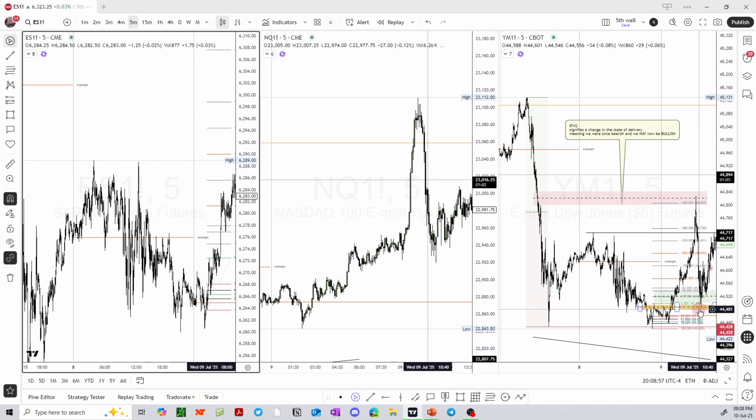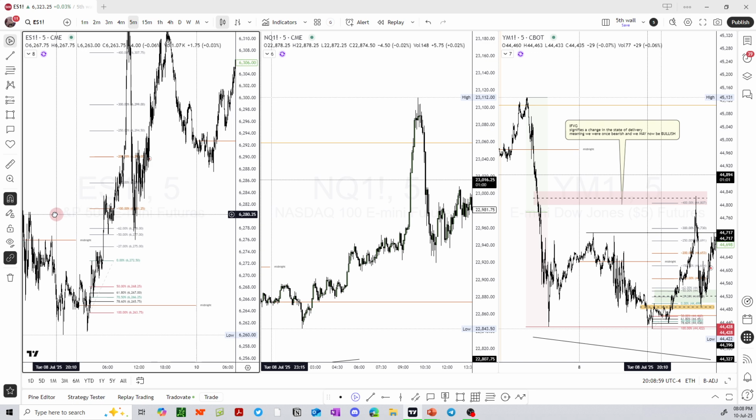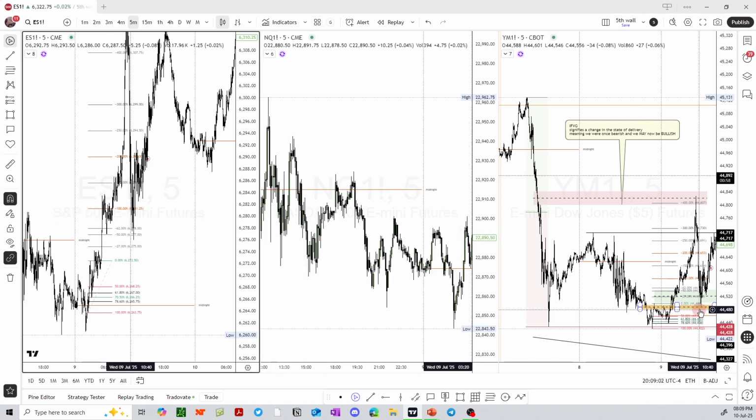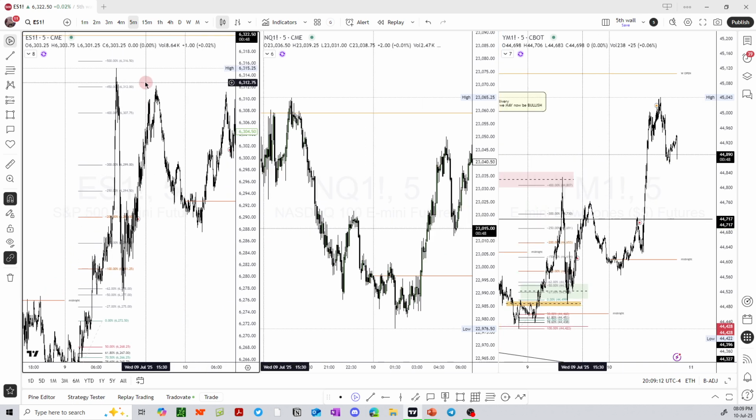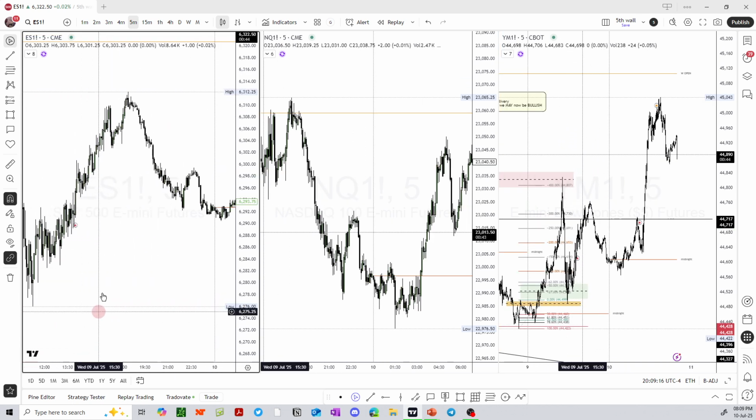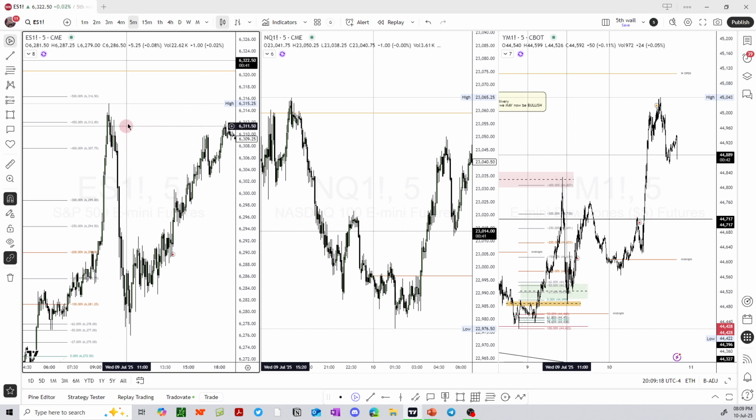And how does that look? All right, so that's that pullback here. This pullback here into the inverted fair value gap is the same pullback here, running stops and then pushing higher. Kind of fell before it reached the top, or reached the swing high.